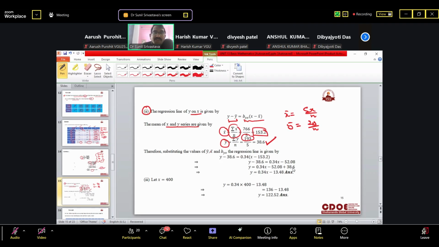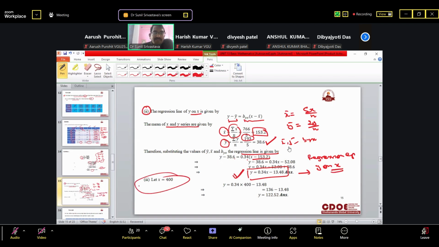Now putting the values of x bar, y bar and the regression coefficient, the regression line is given by y minus y bar is equal to byx times x minus x bar. Now we have to multiply the terms: we multiply 3.4 with x and add the numeric parts. So finally, we have the conclusion that y is equal to 0.34x minus 13.48. This is the regression equation of y on x.